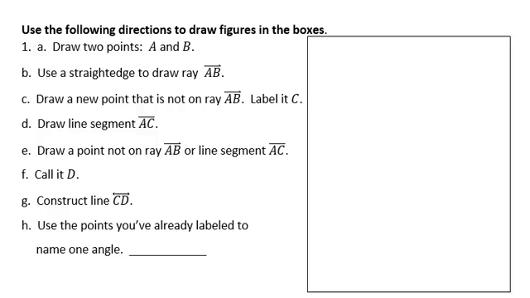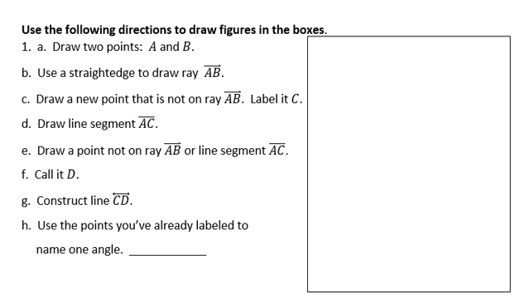This tutorial is for 4th grade, Module 4, Lesson 1b. In this lesson, we're going to continue looking at parts of two-dimensional shapes, and today we're going to add the ray and the angle into our shapes. So I'm going to follow the directions to draw the following shapes in the box to the right.